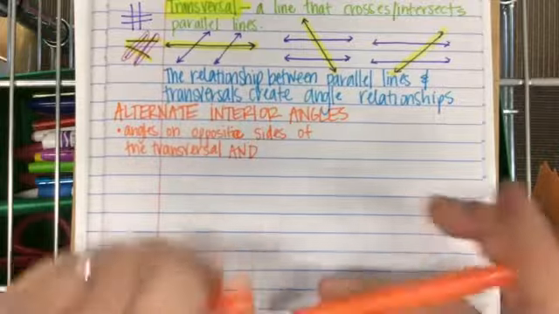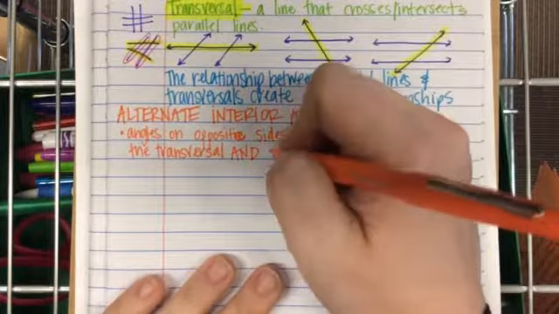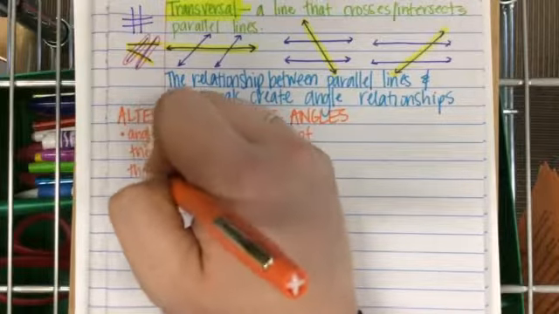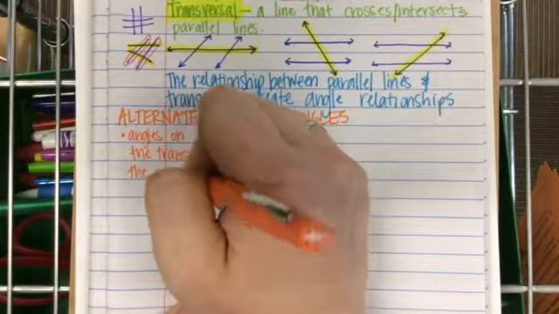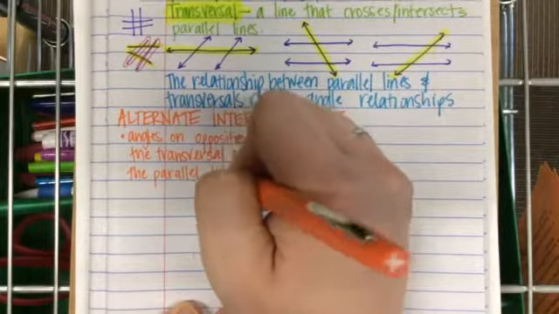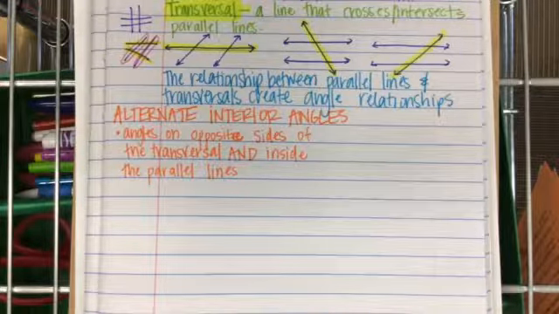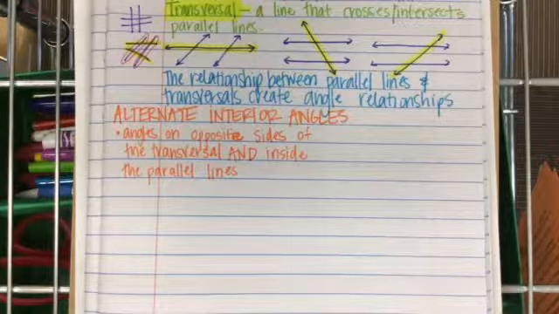You told me interior meant what? Inside. Inside the parallel lines. Alternate interior angles are on opposite sides of the transversal and inside the parallel lines.